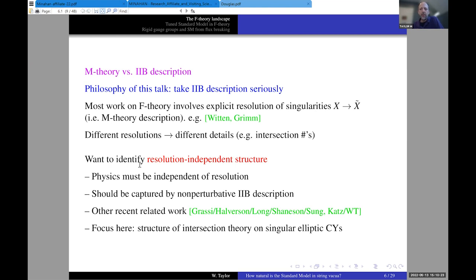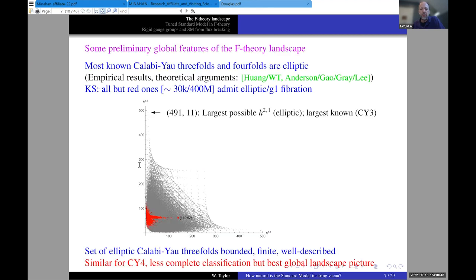The focus of what I'm going to do today is on the structure of the intersection theory on these singular elliptic Calabi-Yaus, which enables us to understand chiral matter and gives us essentially a toolkit for understanding these different constructions of the standard model that I'll be talking about. Again, just stop me if there are any questions.